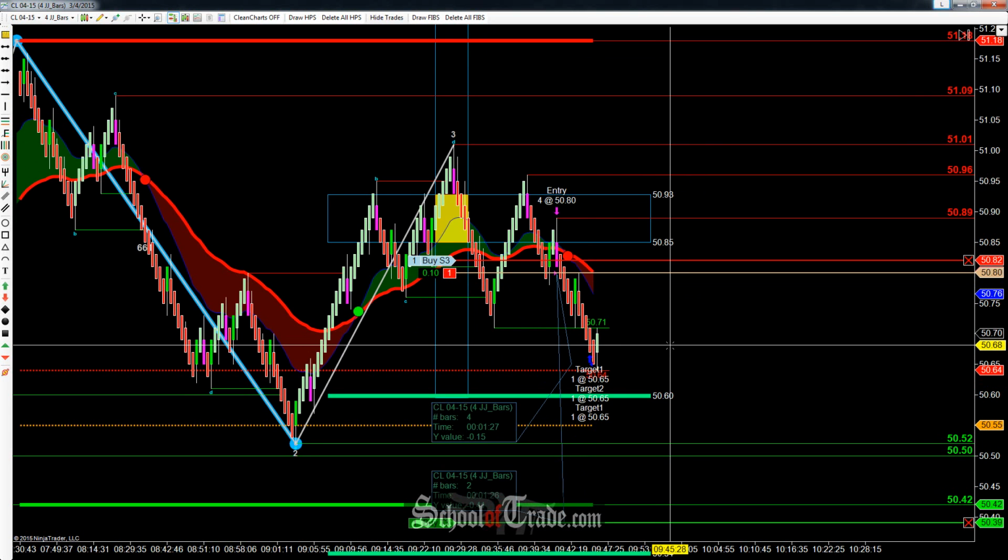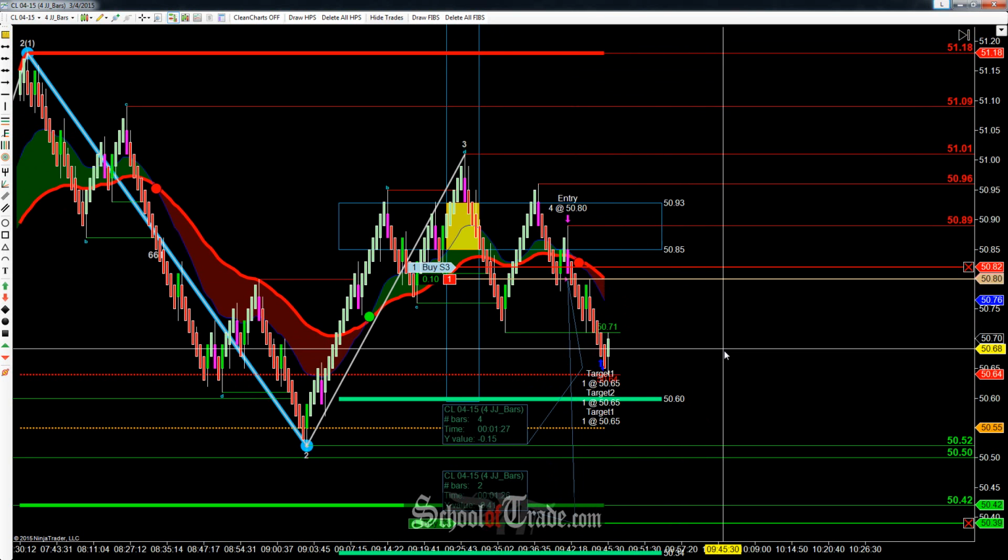So we've got our first target taken off. We've got 45 in the bank. We've got our stop locked in at -2. If it stops us out, we still take 43 out of the trade. So we're more than happy with the trade as is.